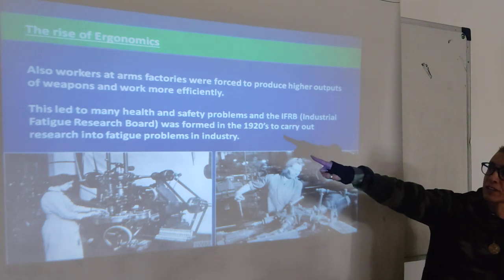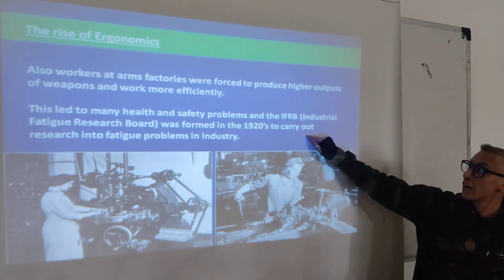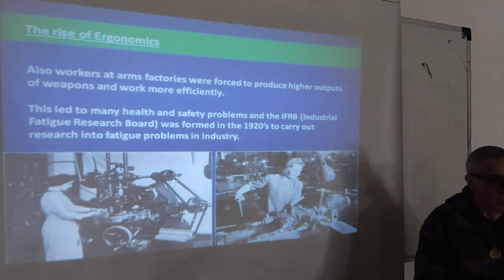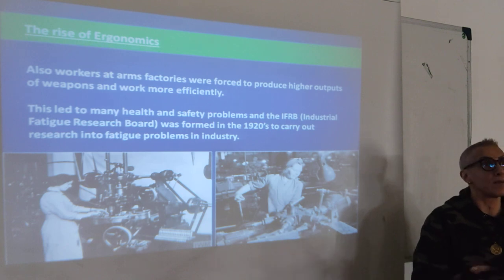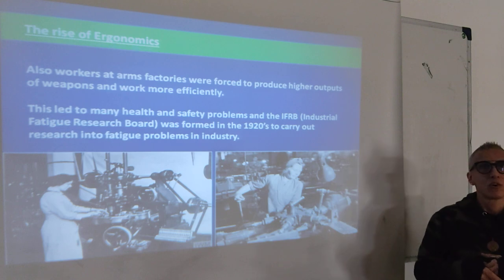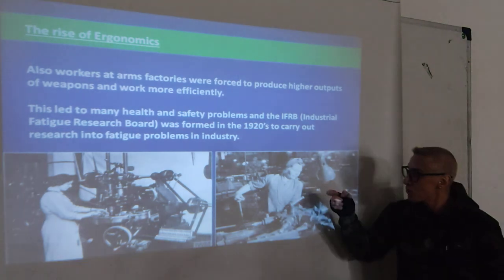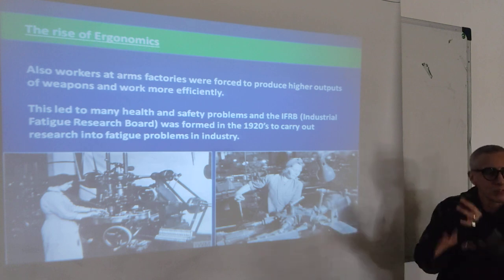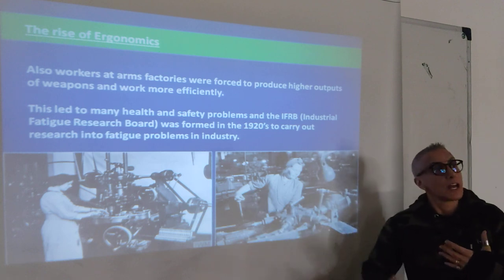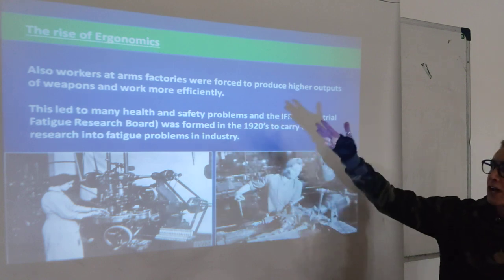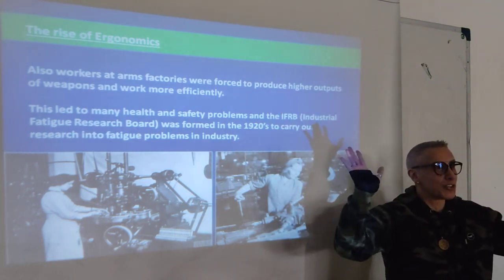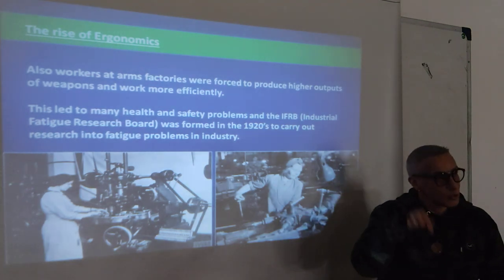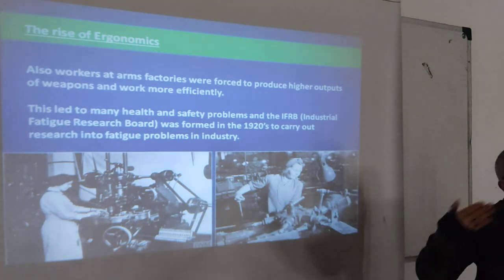So the Industrial Fatigue Research Board was formed in the 1920s, and they started carrying out research into fatigue problems in industry. Fatigue means getting tired. People were getting tired, and when you get tired, you start making more mistakes. So how can they solve these issues? How can they make people perform better, work more efficiently, and without getting that tired? All of this research started emerging, and principles were formed over a period of time. The science of ergonomics didn't emerge suddenly, like yesterday we don't have it, today we have. No, it developed over 100 years till today. It's still developing. So how can they keep improving and improving?